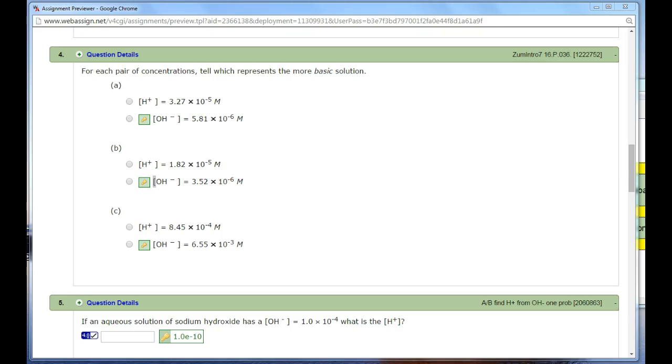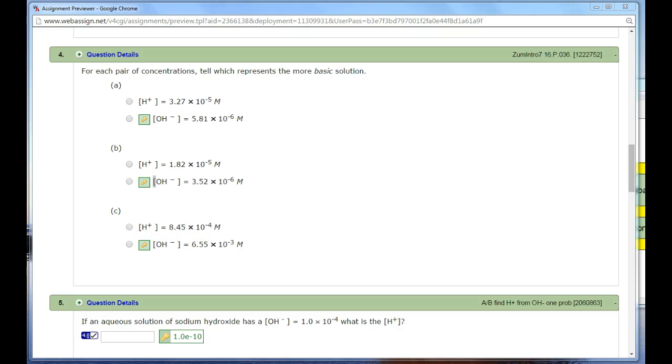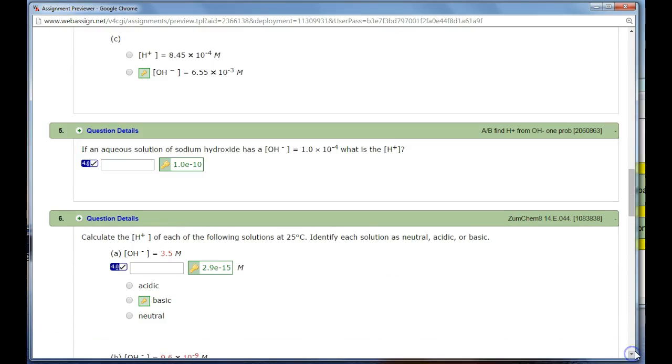Now this last one, again, we'll do 1e minus 14. We'll divide it by this number there, 8.45e minus 4, and we're going to get 1.18e minus 11. Let's compare minus 11 and minus 3. Minus 3 is a bigger number. In this case, for mine, all the OHs were bigger than the H's, so it was more basic.